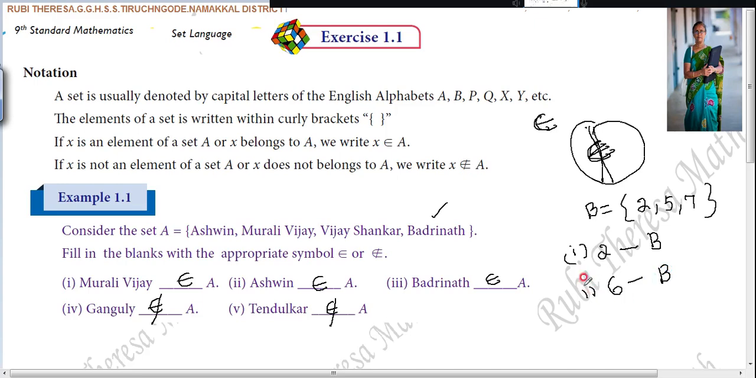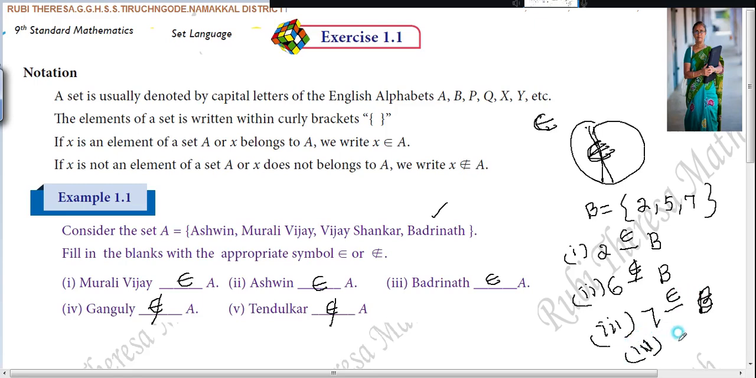2 in B, 6 in B. Yes, 2 belongs to B. 2 is an element of set B. 6 does not belong to B. 6 is not an element of set B. 7 belongs to B. 7 is an element of set B.